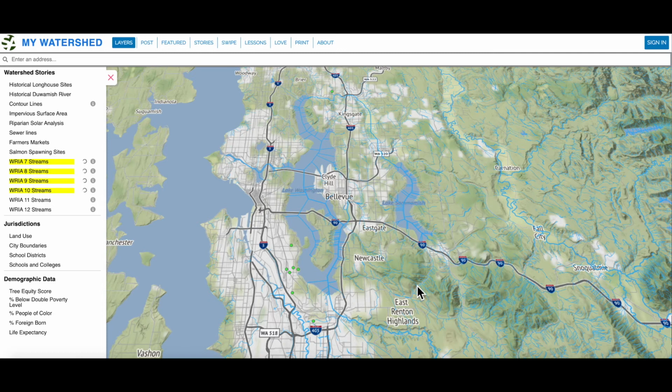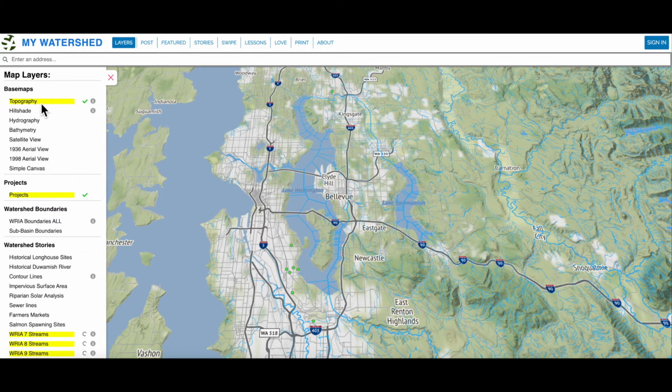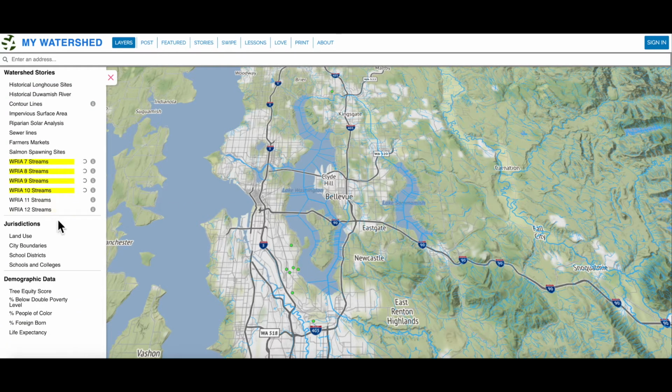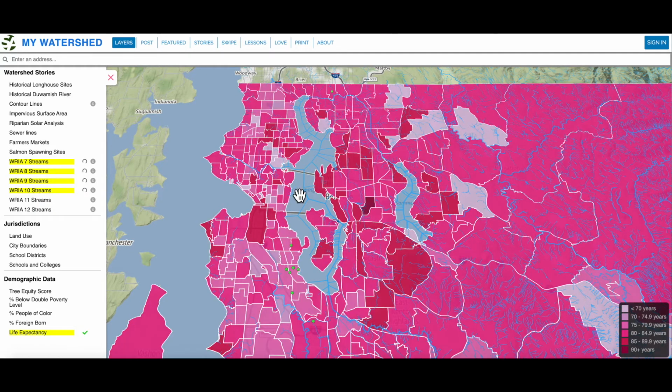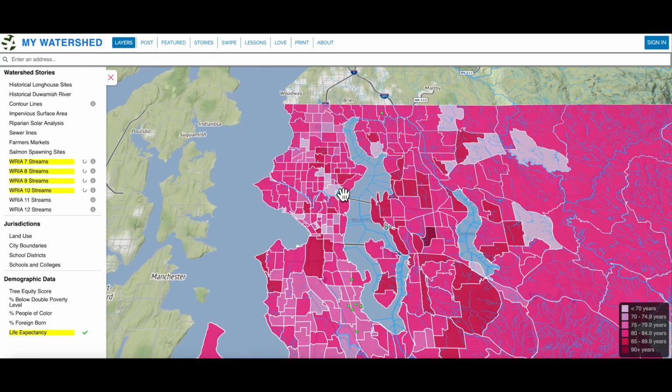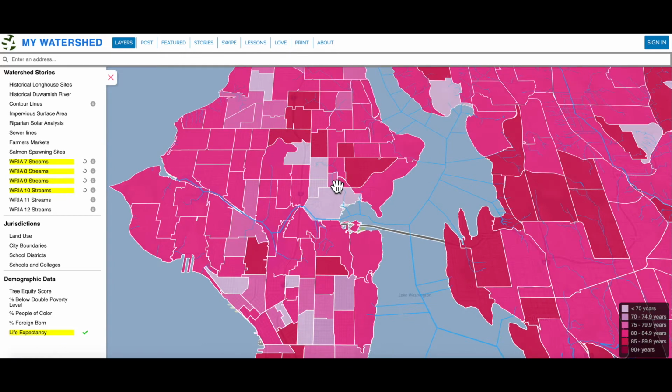My name is Sofia, and I'm really interested in life expectancy. Right now, I'm wondering, how could life expectancy change based on where someone's zip code is? So right now, I have the topography map that shows some of the forms of the land checked as a base map, and I'm going to turn on the life expectancy map. And let's zoom into the university district.